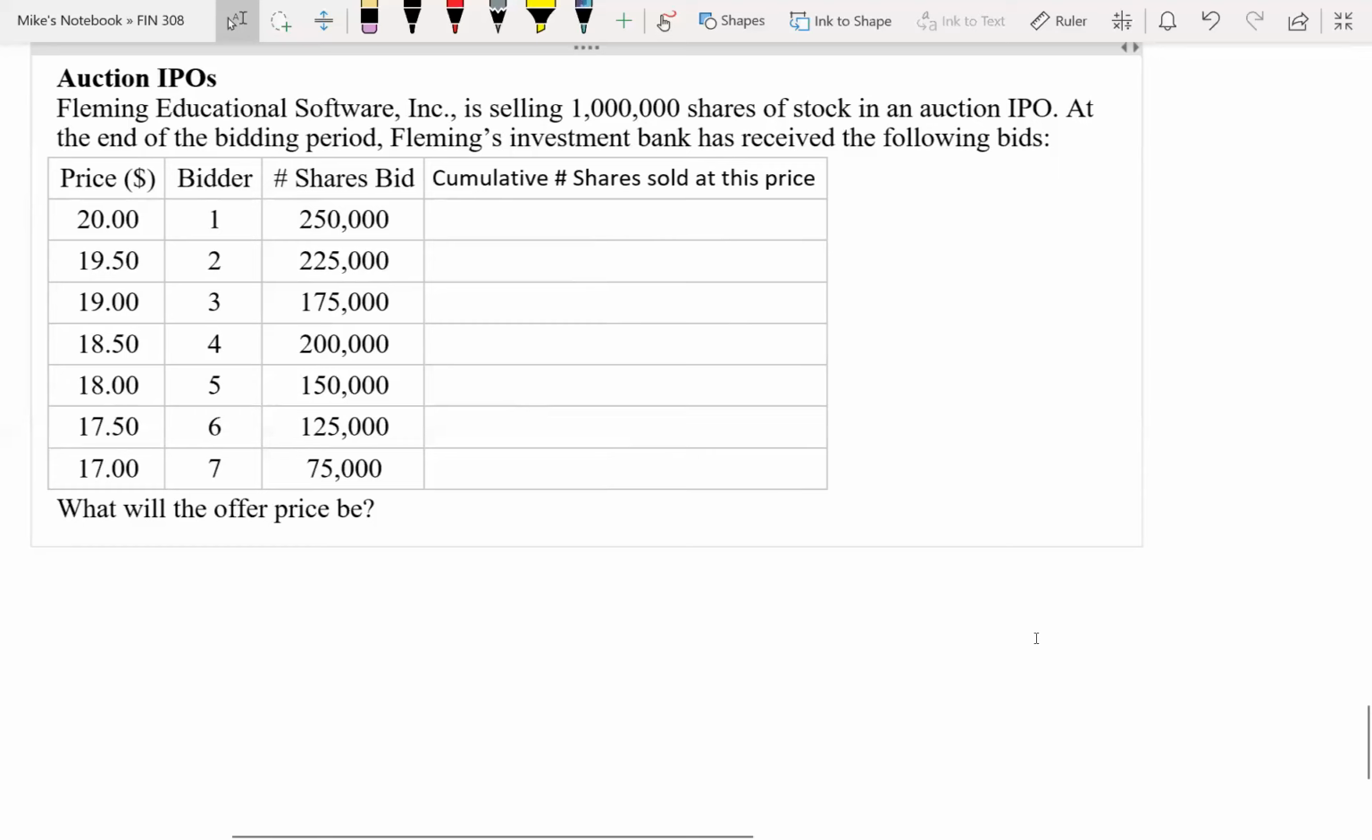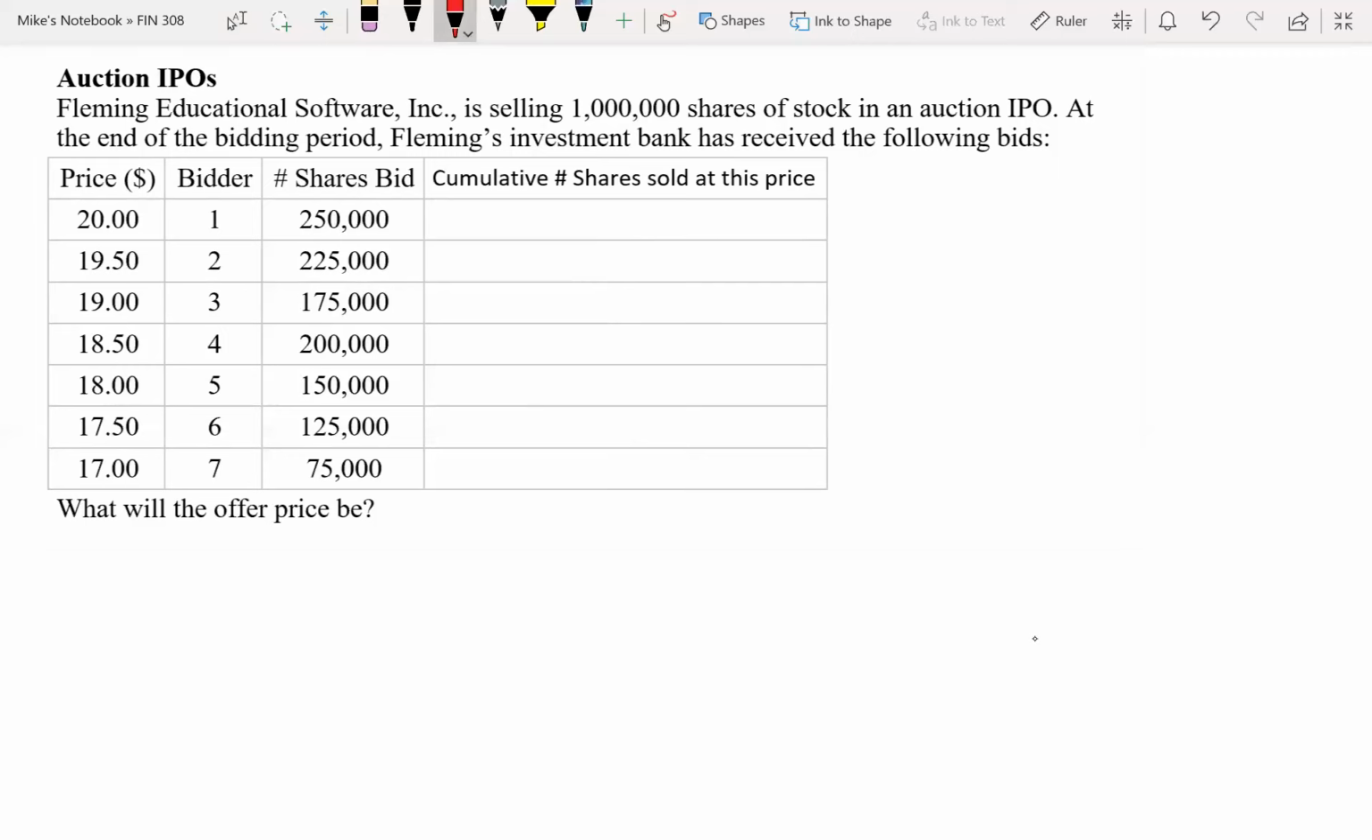And so if we set the IPO price at $20, there's only one bidder that's willing to buy. And that bidder would buy 250,000 shares. Well, we're not able to sell off our full 1 million shares. So then we need to go to the next bid down. So let's see what happens if we set the IPO price at $19.50.